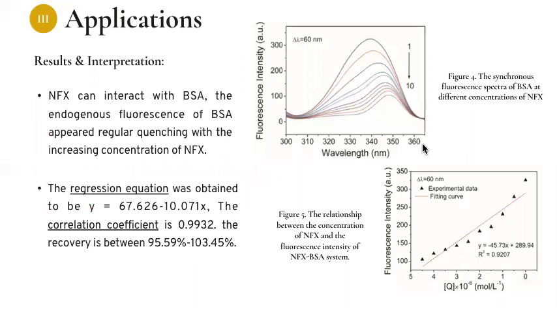As can be seen from figure 4, the synchronous fluorescence intensity of BSA gradually decreased with the increasing concentration of NFX, which indicates that the interaction occurred between NFX and BSA. Furthermore, figure 5 shows the fitting curve between the concentration of NFX and the fluorescence intensity of NFX and BSA interaction by least square method. It can be seen that as concentration of NFX increases, the fluorescence intensity also increases. These results show that there is a good linear relationship between the fluorescence intensity of NFX-BSA interaction and the different concentrations of NFX.